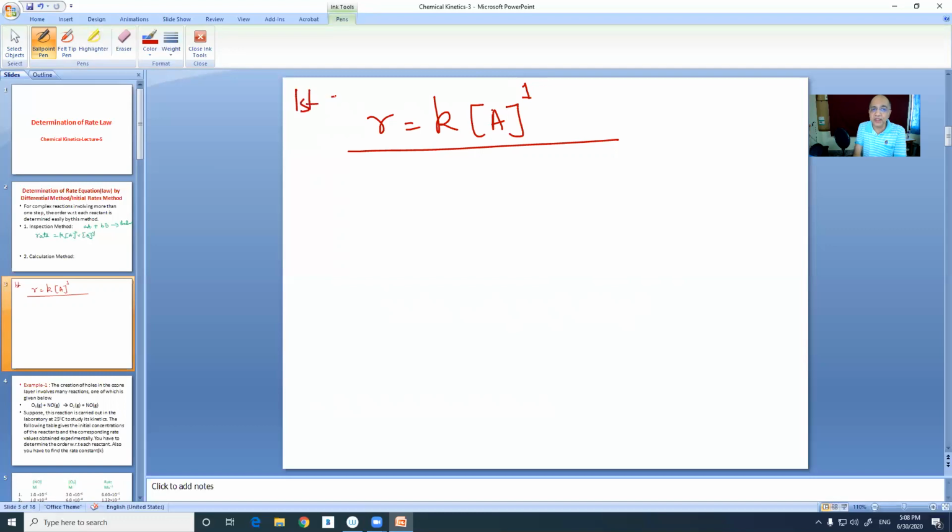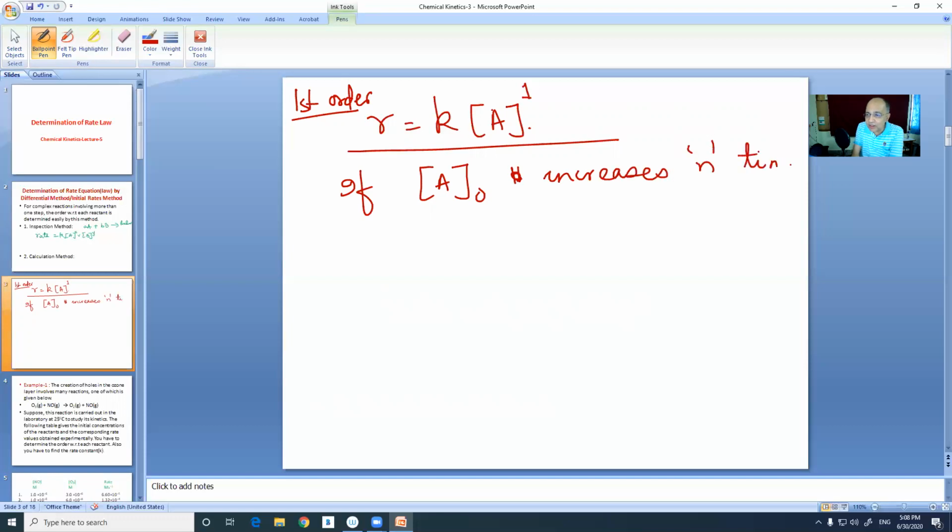To know that the order with respect to some reactant is 1, the symptom is if the initial concentration of the reactant increases n times, write down with me, okay? N times, then the rate also increases by n times. We shall be solving a lot of problems together. Don't worry.